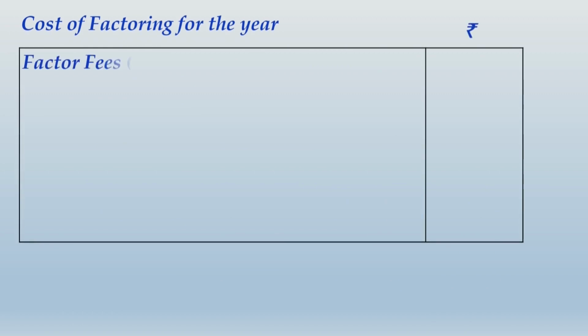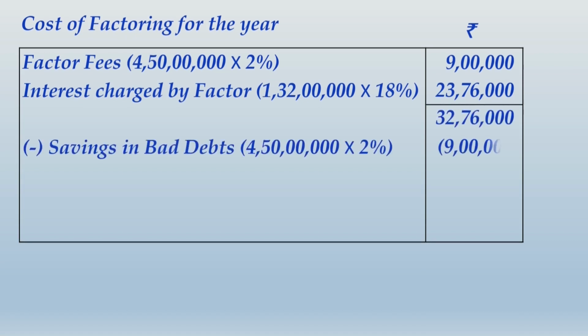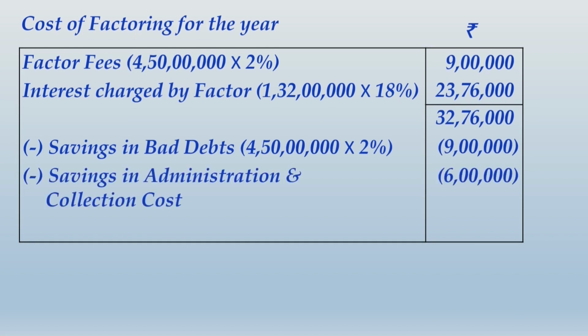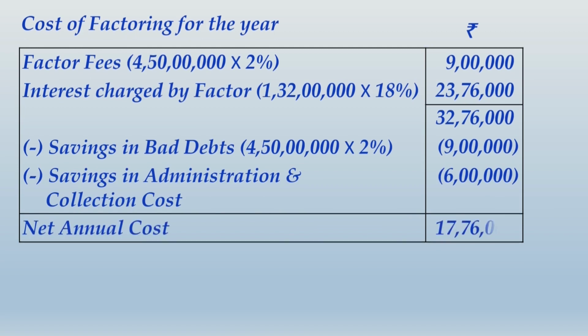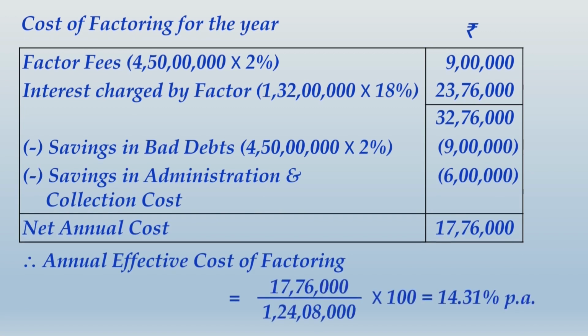In the usual way, factor fees 9 lakhs, interest charged by factor will be 23 lakhs 76,000. This will be for the entire year. From this aggregate, subtract the savings in bad debts and also subtract the savings in administration and collection cost, and what you get is net annual cost as 17 lakhs 76,000. Effective cost of factoring will be 14.31% per annum.